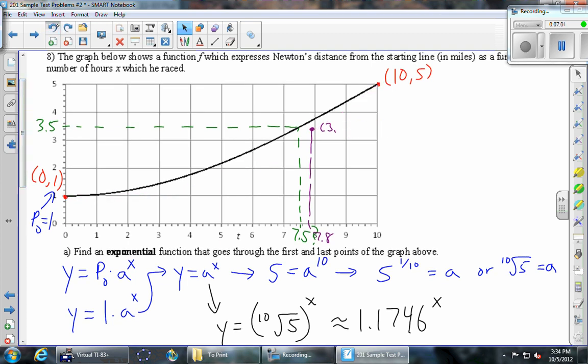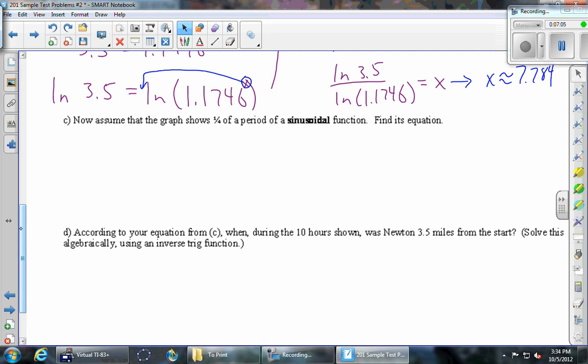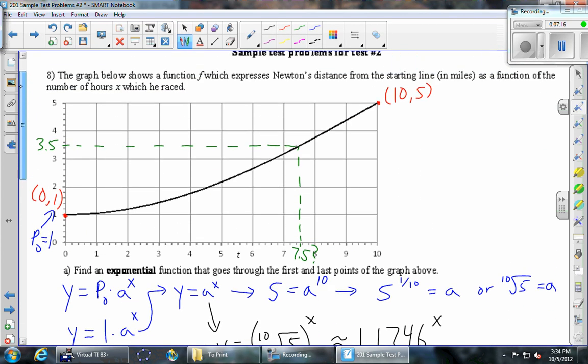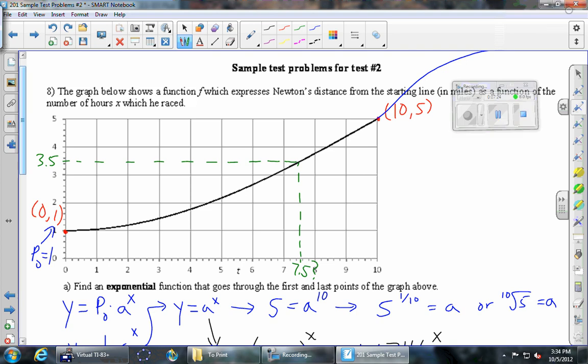Okay, so we'll get rid of all that and come down here to part C. Now assume the graph shows a quarter of a period of a sinusoidal function. Find its equation. All right, let's take a look at the picture again. So if this is the quarter of one period, then what does the rest of it look like? Well, it feels like if that's a quarter, then the next quarter is still on its way up, and eventually, maybe someplace up here, it reaches its peak, and that's half, and then it comes back down to do the second half.